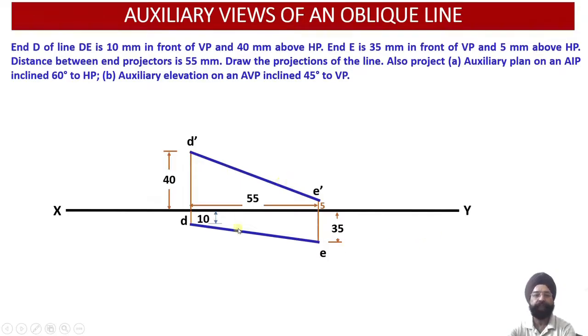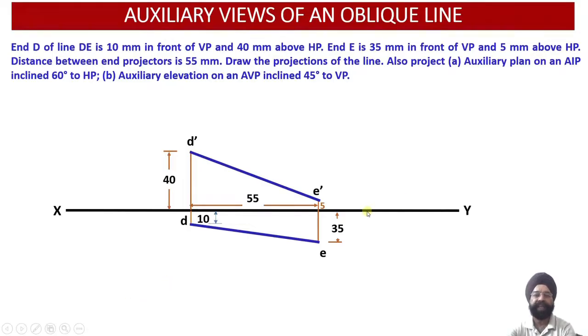Now these are the projections of the oblique line. We do not want to evaluate the true length. If we had required the true length, we would have drawn AIP parallel to this and AVP parallel to this, in the same way that we proceeded in the last two problems.